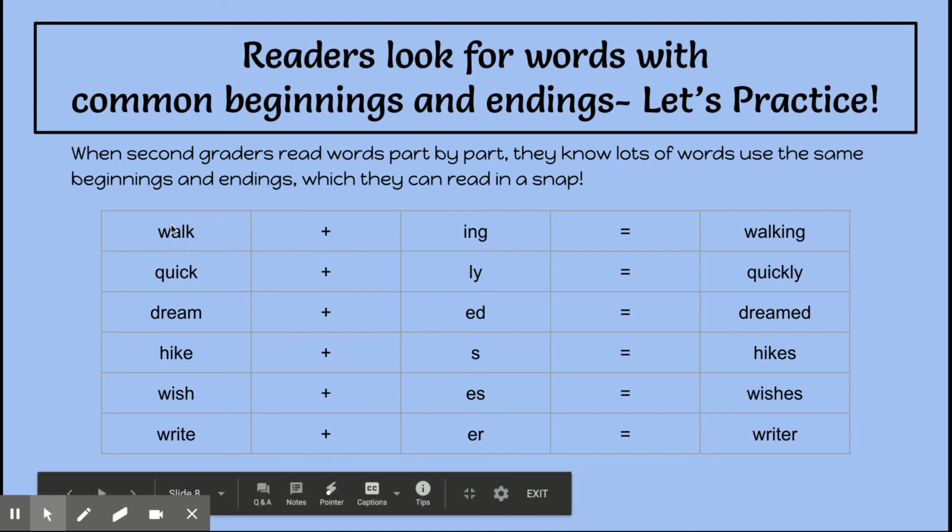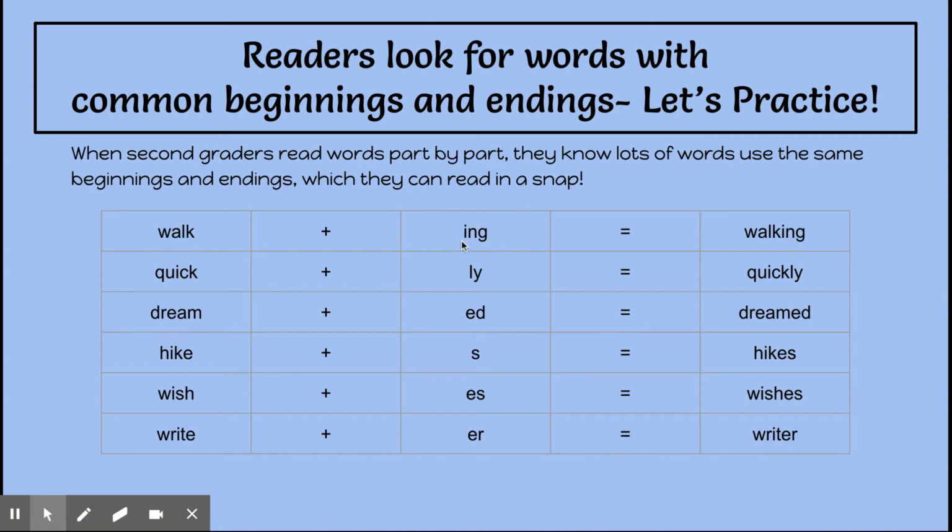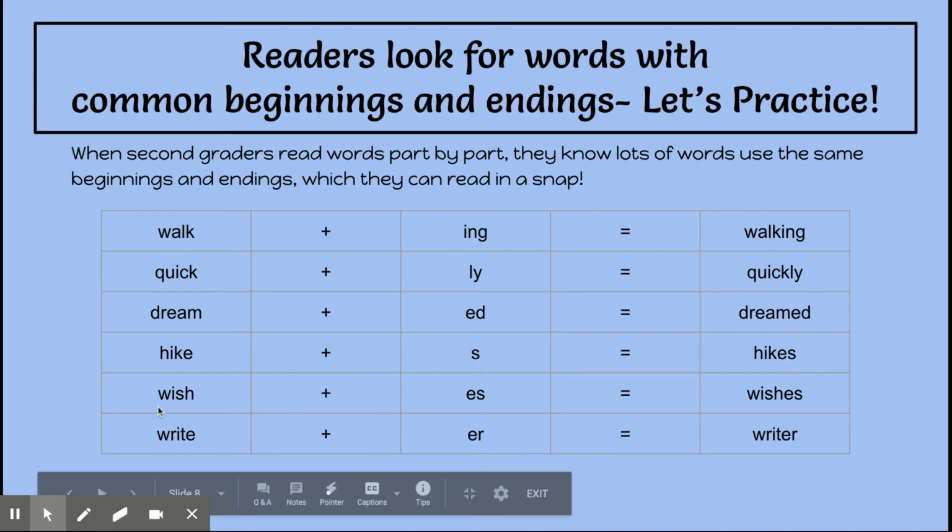We can read this easily. We know this word is walk. If we're adding ing, we get walking. Good. All right. Quick, with ly, quickly. Dream with ed, dreamed. Hike, hikes. Wish with es, wishes. And write, writer.